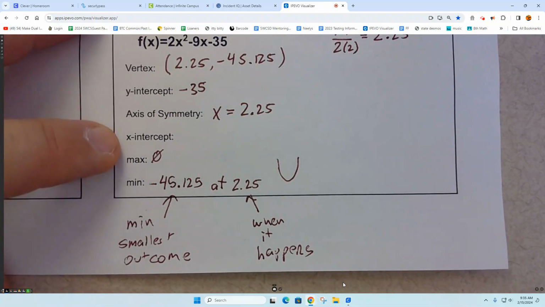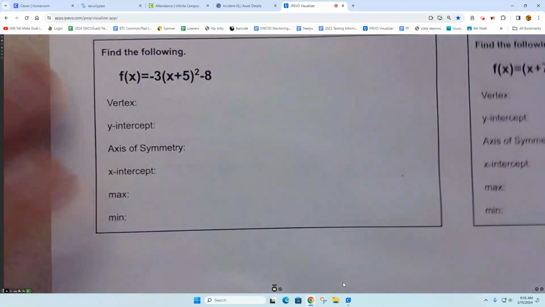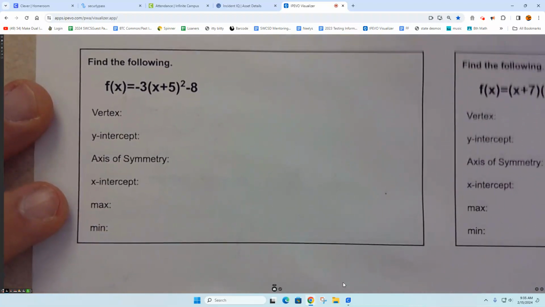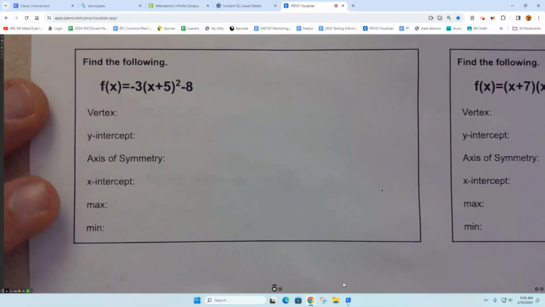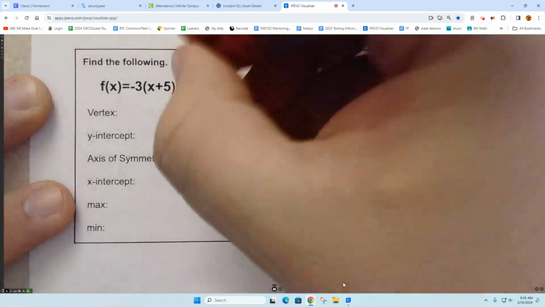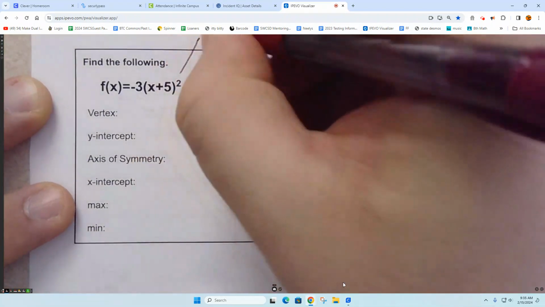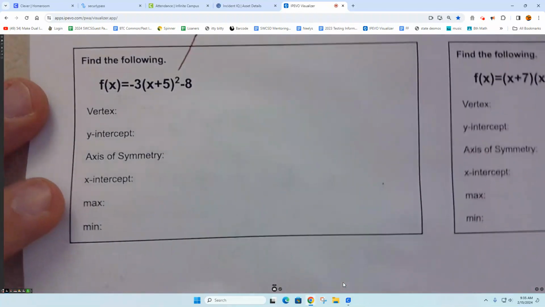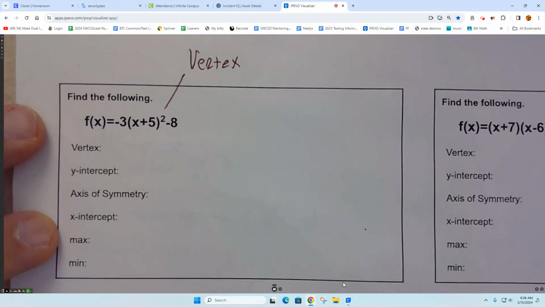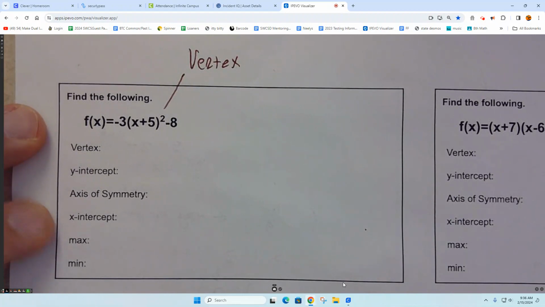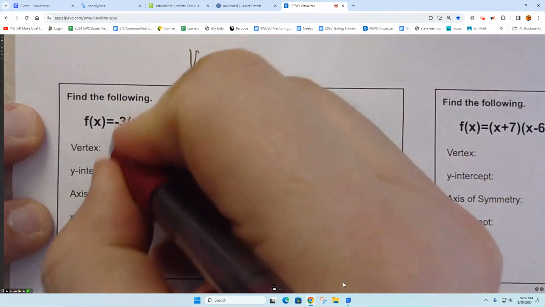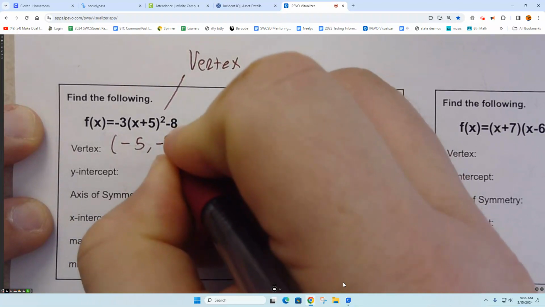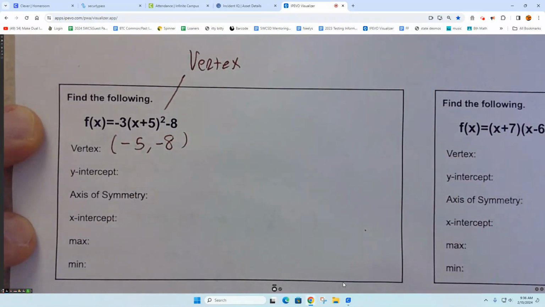We're going to skip the x-intercept for now, and we might come back to it. What form is this? Vertex. The reason it's vertex is because the vertex is just sitting there. What's our vertex? -5, -8. And someone asked a couple days ago, why is that -5?